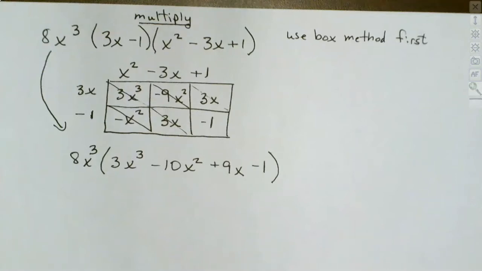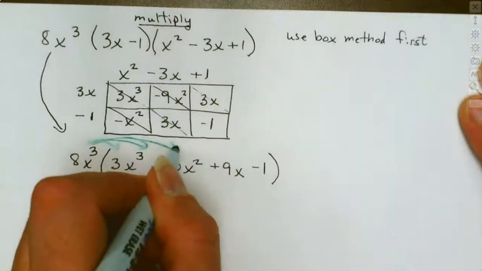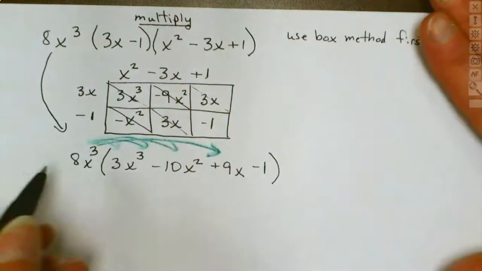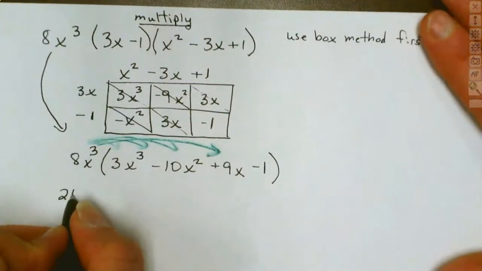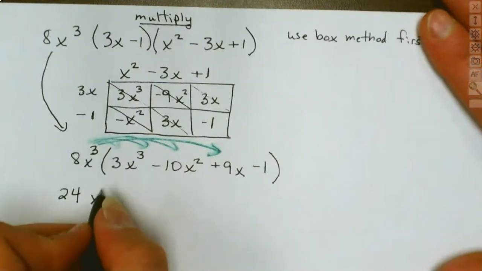So now what do we do? Now we just simply distribute through. So go ahead and distribute through. If I distribute through, we have 3 times 8. That makes it a 24. 3 and 3 makes it x to the 6th.